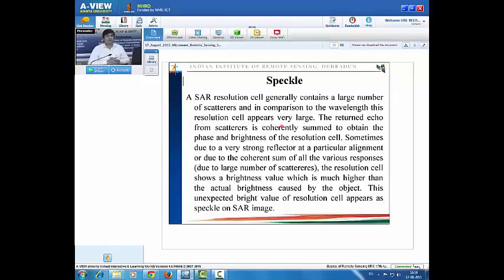Now this is the phenomenon of speckle. These are the unwanted bright signals. A SAR resolution cell generally contains a large number of scatterers, and in comparison to the wavelength, this resolution cell appears very large. The returned echo from the scatterers is coherently summed to obtain the phase and brightness of the resolution cell. Sometimes, due to a very strong reflector at a particular alignment, or due to the coherent sum of all the various responses, the resolution cell shows a brightness value which is much brighter than the actual brightness caused by the object. This unexpected bright value of the resolution cell is known as speckle in the SAR imagery.